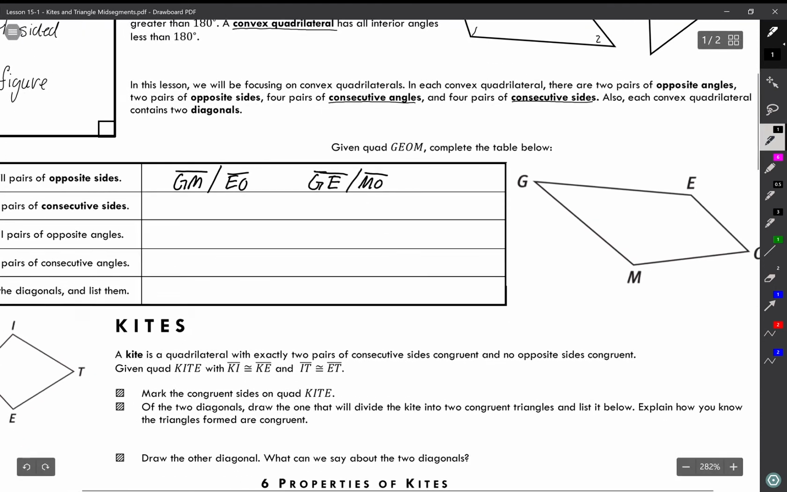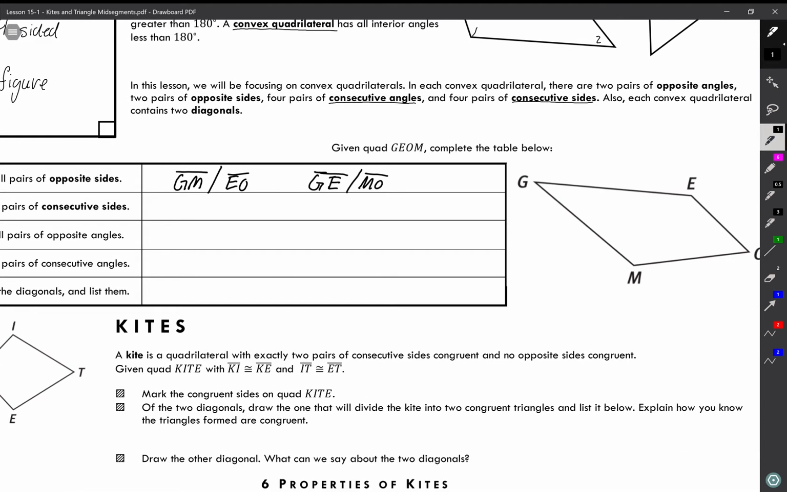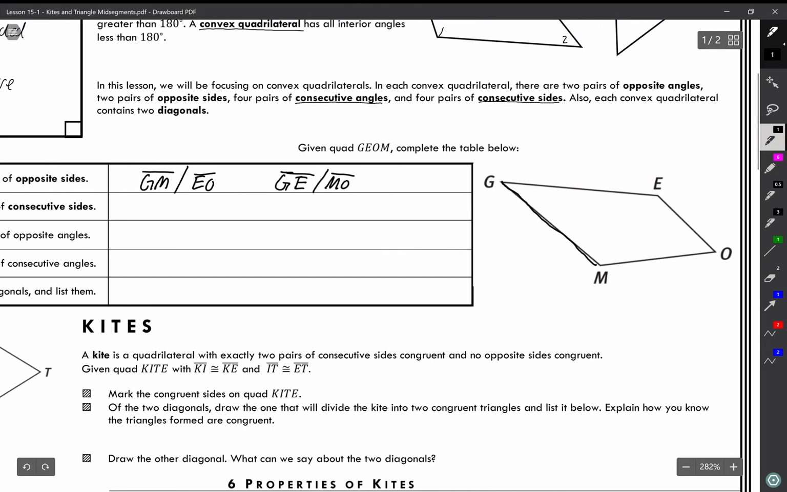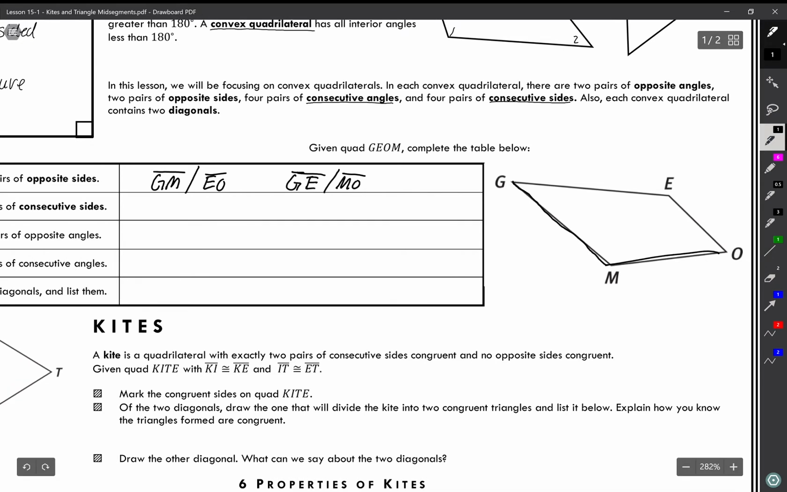Now consecutive sides we said are the sides that are just touching. So we have four pairs of these. What I like to do is start with one side. Say I'll start with GM. And then I just go around, say let's go counterclockwise. So GM and MO would be one pair of consecutive sides. If you notice, consecutive sides are always going to have one letter in common. Another one, we'll go MO and OE.